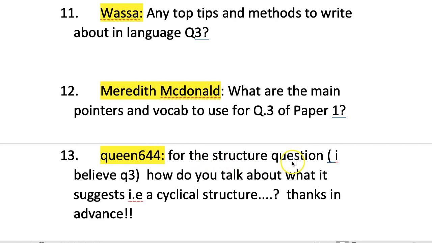For the structure question, Queen 644 asks, how do you talk about what it suggests, i.e. a cyclical structure? Okay, I'm predicting that a cyclical structure will 90% of the time come up. So why does a writer do that? Well, they always do it to show a character's journey. So this is what the character was doing at the beginning of the extract and thinking and feeling, and this is what they are thinking and feeling at the end. And there will be a slight difference. And so what you write about is how the reader understands the character has changed. That's it. That's exactly what a cyclical structure is for, and that's guaranteed to get you top marks. How the character has changed and how you work that out from this cyclical structure.